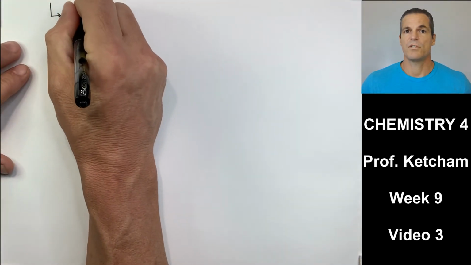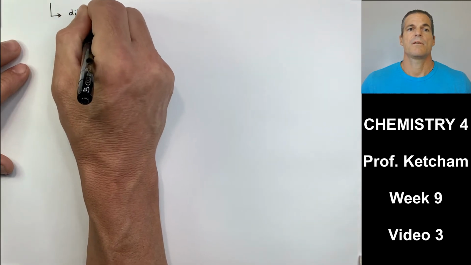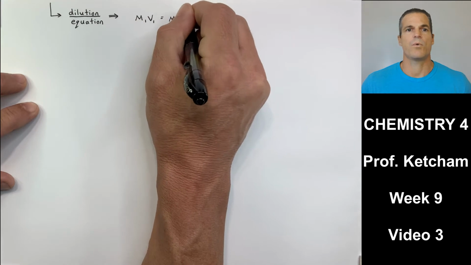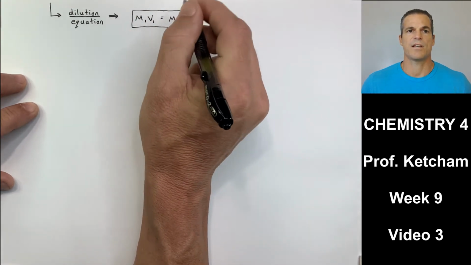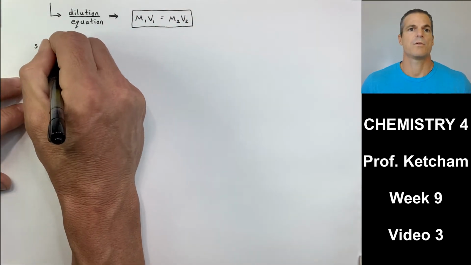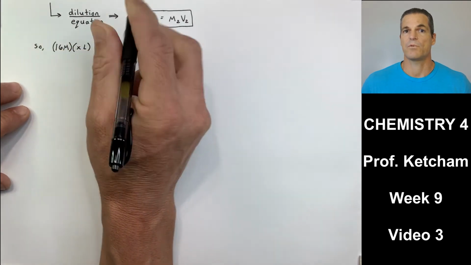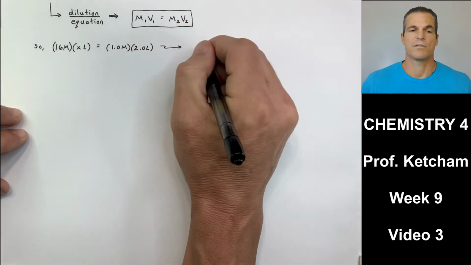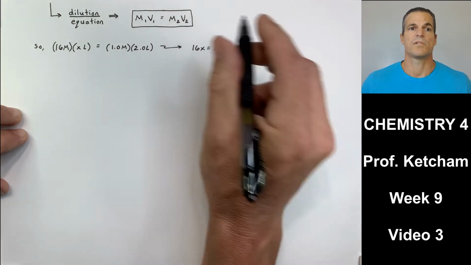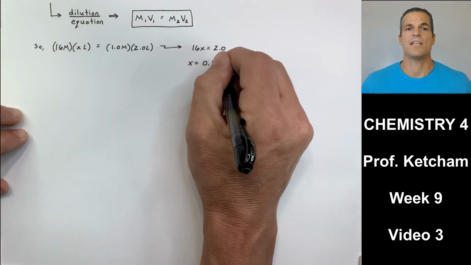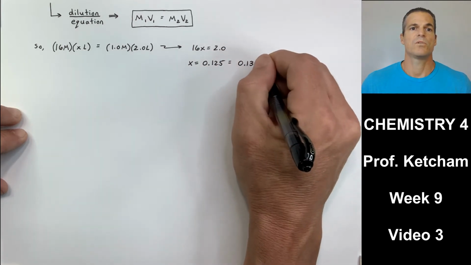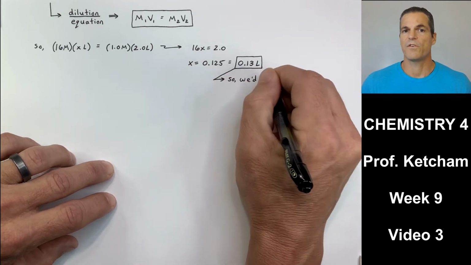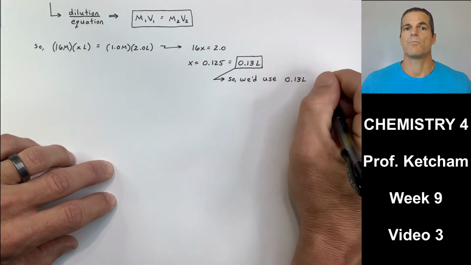Well, the dilution equation is M1V1 equals M2V2. And I don't care which one is the concentrated side, which side is the dilute side, it doesn't matter. What does matter is the M1 matches up with the V1. And it said, what volume of 16 molar solution? So we know that the unknown goes with the 16 molar. So I have 16 times X equals 1.0 molar times 2.0. We solve for X, use sig figs, we get 0.13 liters.